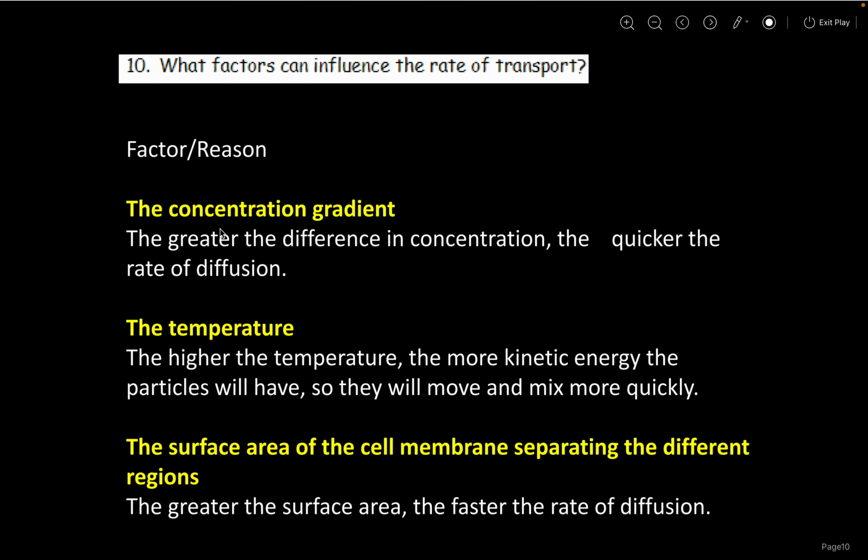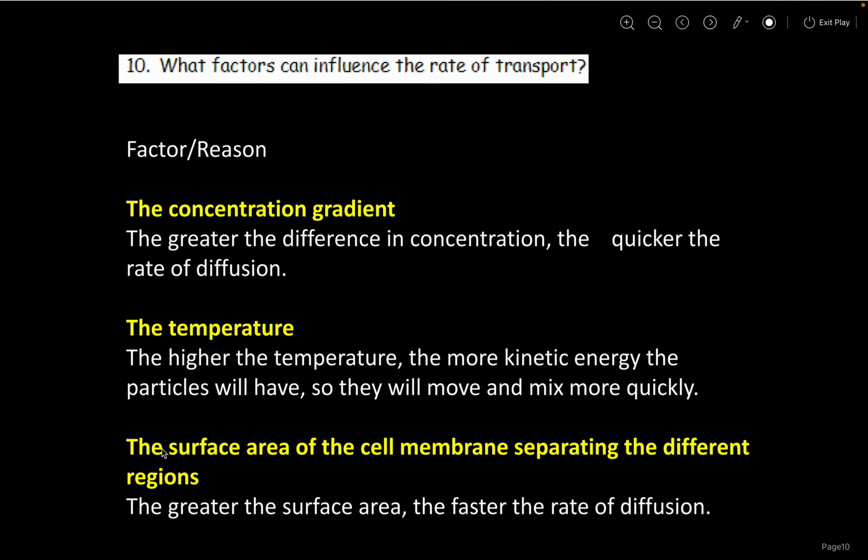Okay. Number 10. What factors can influence or impact the rate of transport? So here I've listed some factors affecting it. First and foremost, the concentration gradient. The greater the difference in concentration, the quicker the rate of diffusion. Second one, the temperature. The higher the temperature, the more kinetic energy the particles will have, so they will move and mix more quickly.